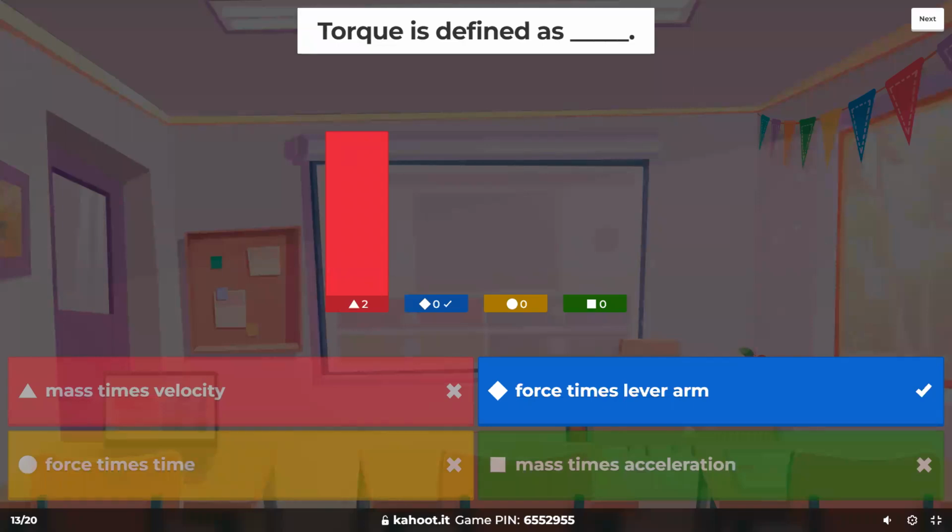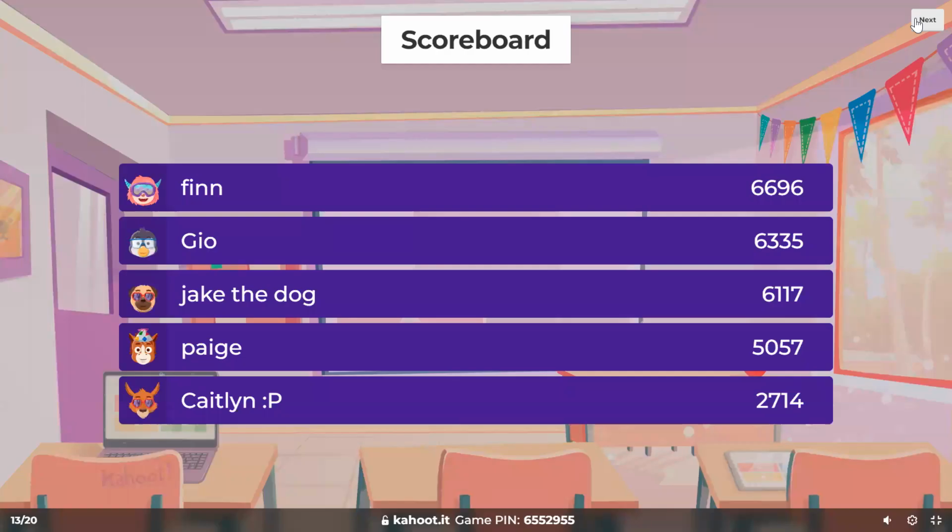Okay? Now a lot of you guys chose mass times velocity. Guys, what is mass times velocity? Is that momentum, right? Momentum is mass times velocity. Force times time could be an impulse, which is like a change in momentum. So the red and the yellow are a kind of similar idea, same units. Mass times acceleration is a force. Okay, so force times lever arm, there's your R cross F right there for torque.